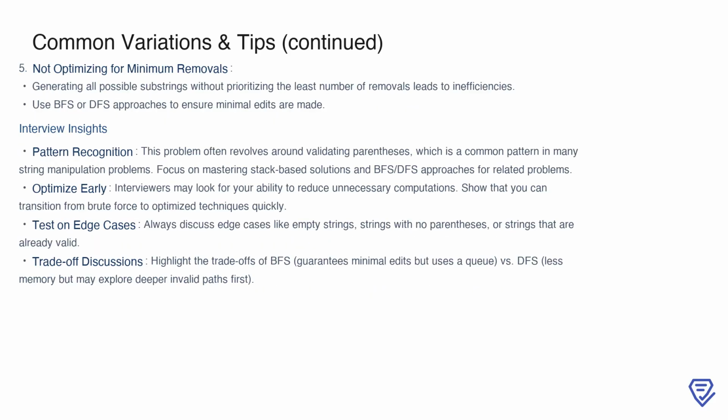Another frequent issue is not optimizing for the minimum number of removals. Generating all substrings without focusing on minimizing edits leads to inefficiency. Instead, approaches like BFS or DFS can help ensure you make the smallest number of changes.